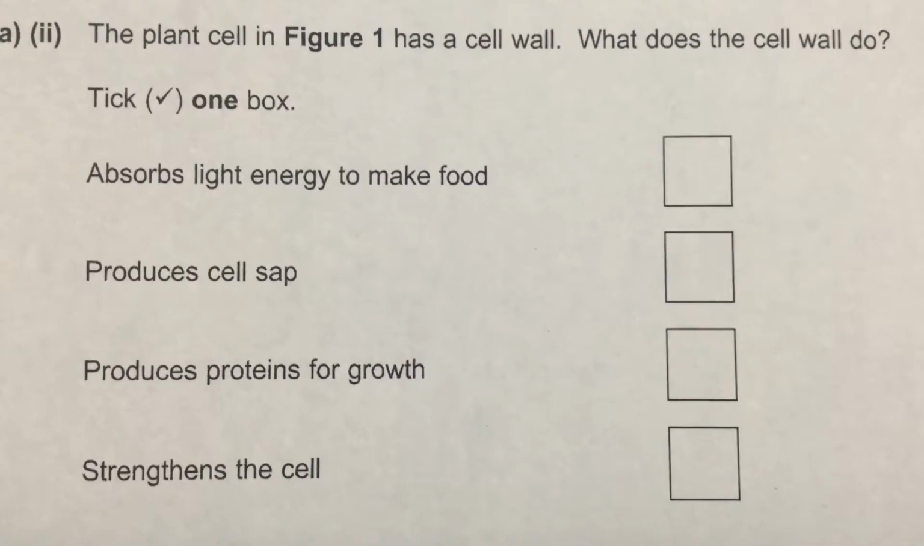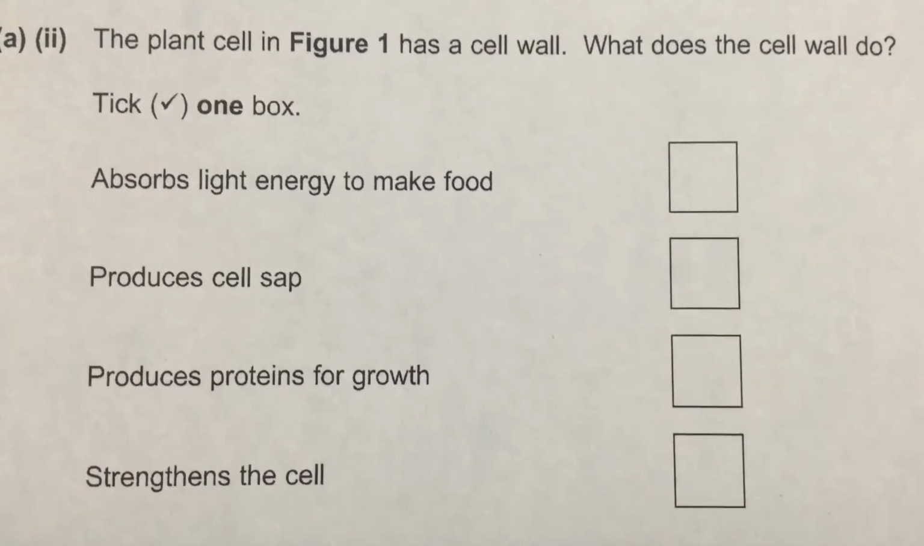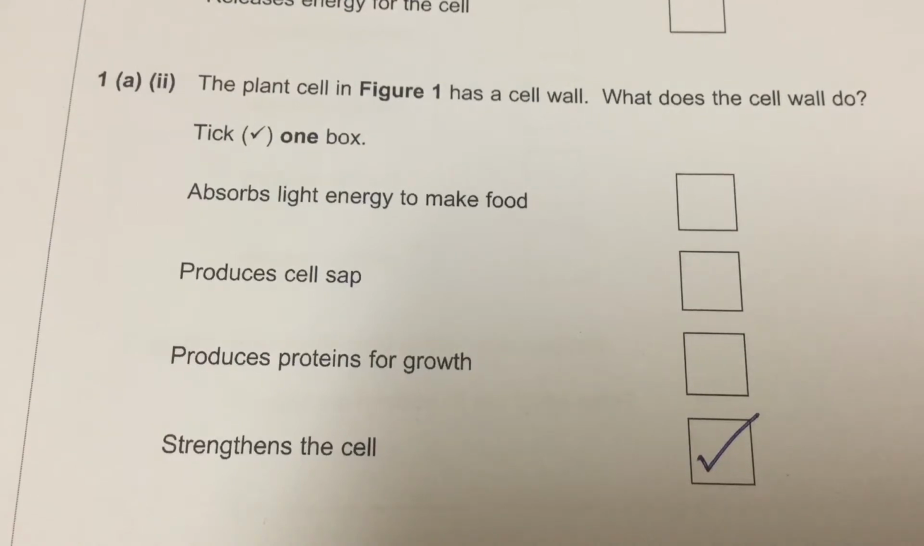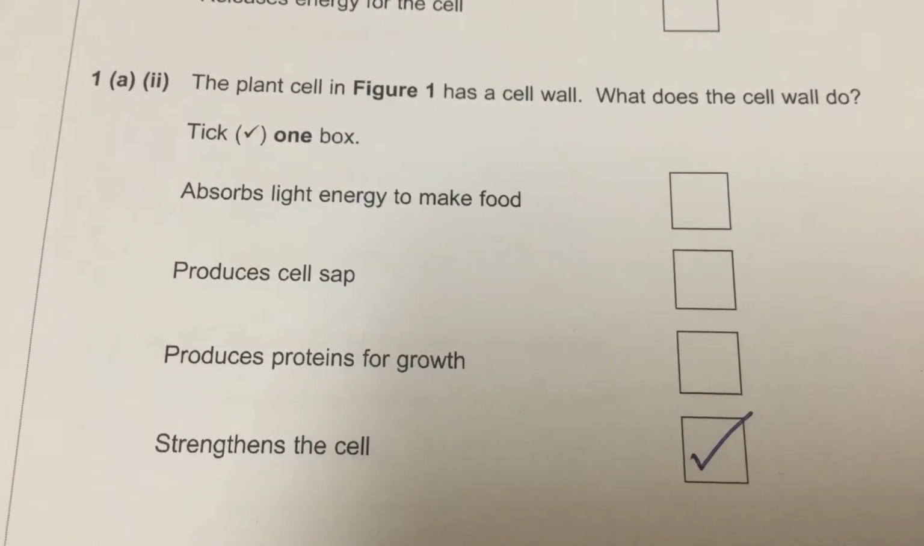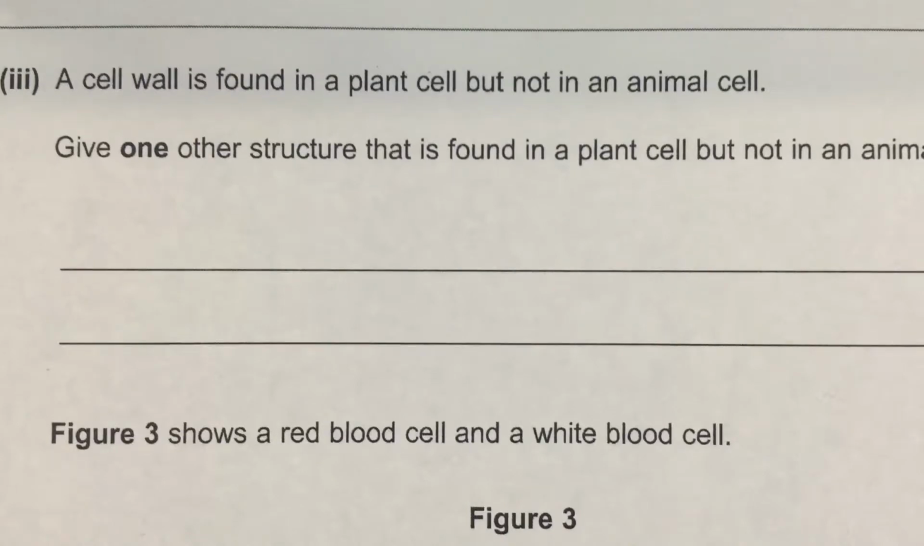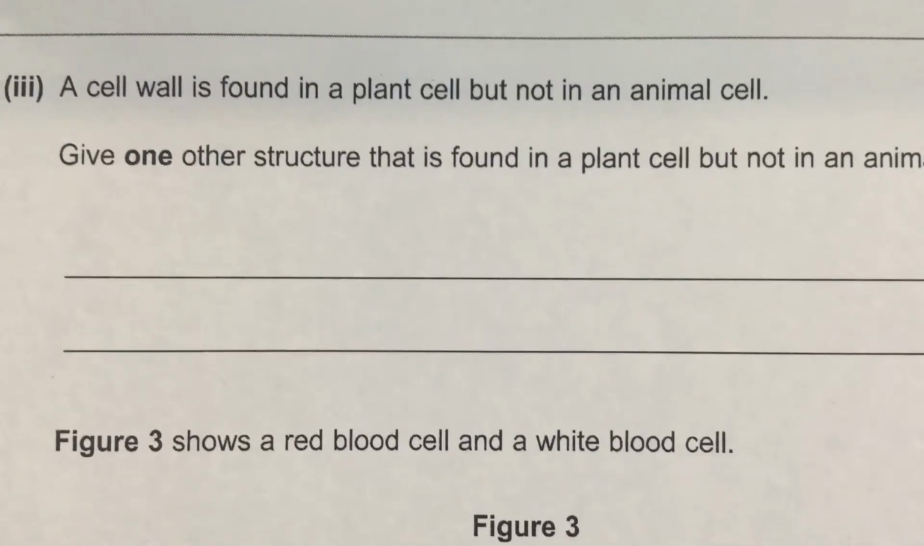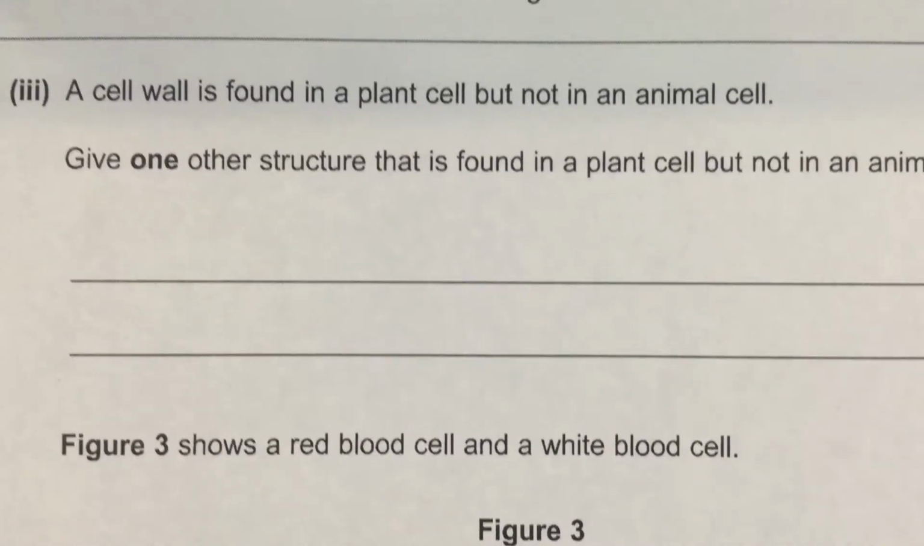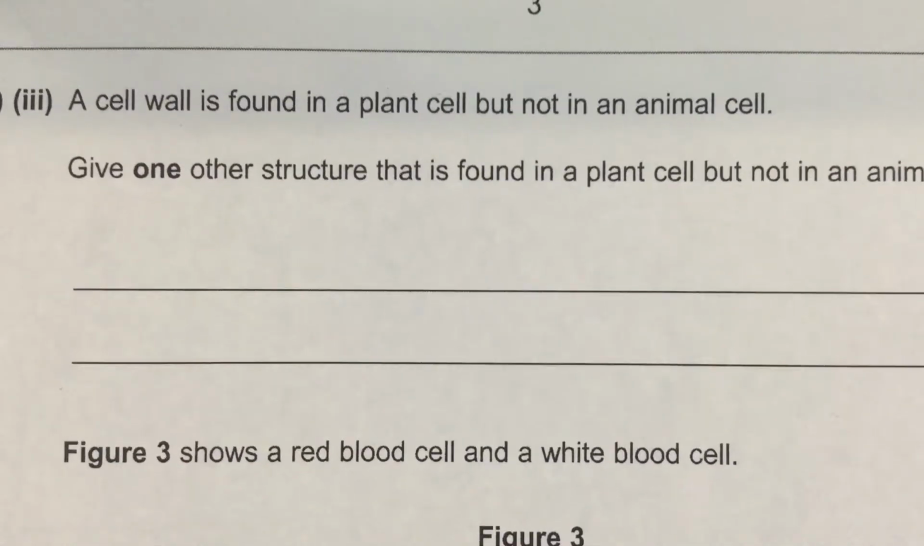And 1A, part 2, the plant cell in Figure 1 has a cell wall. What does the cell wall do? Clearly, we know it strengthens the cell and prevents it from bursting. Okay, so the next question says a cell wall is found in a plant cell, but not in an animal cell. Give one other structure that is found in a plant cell and not in an animal cell.